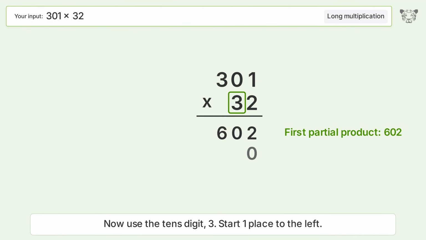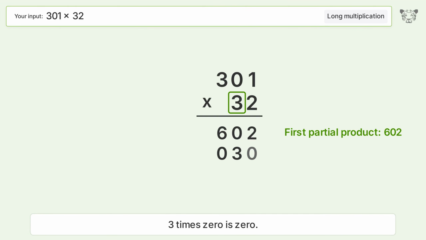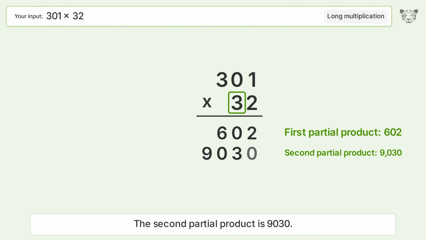Now use the tens digit, 3. Start one place to the left. 3 times 1 is 3. 3 times 0 is 0. 3 times 3 is 9. The second partial product is 9030.